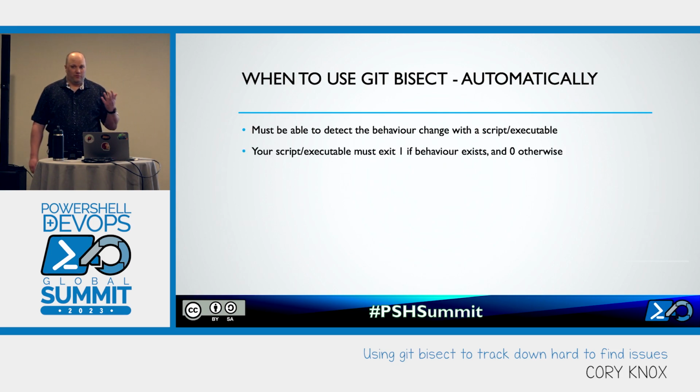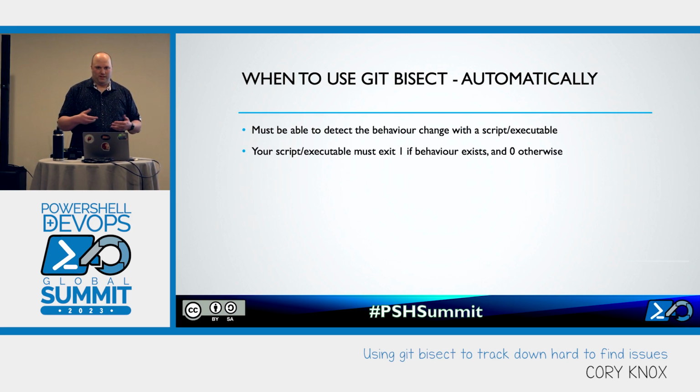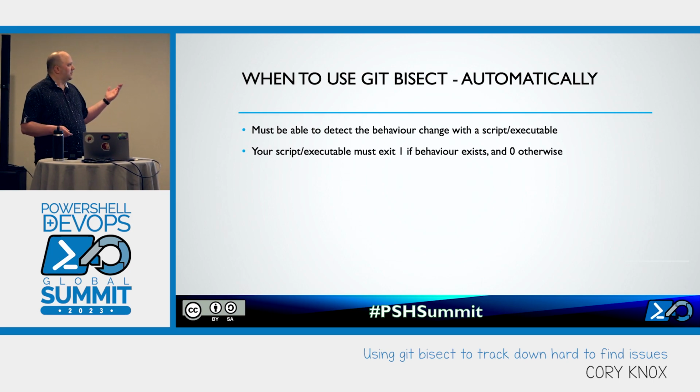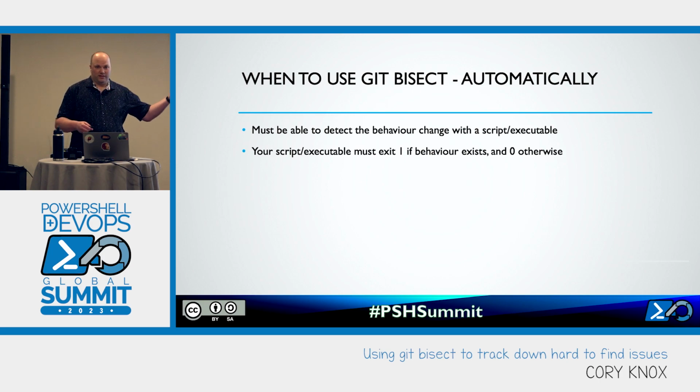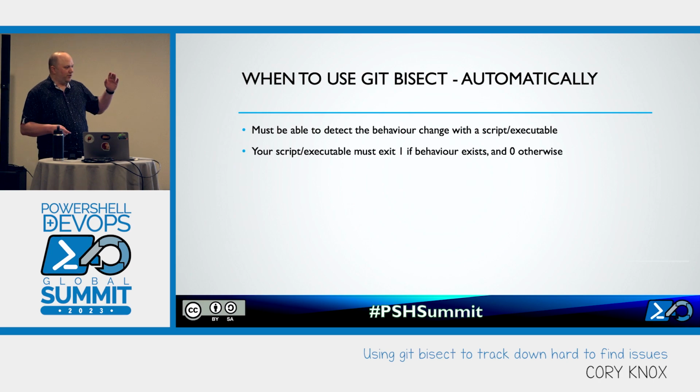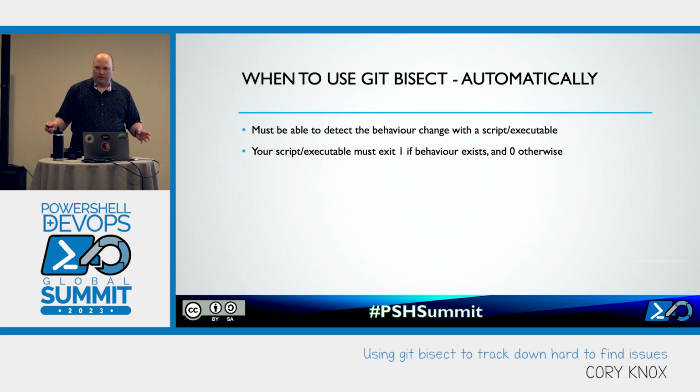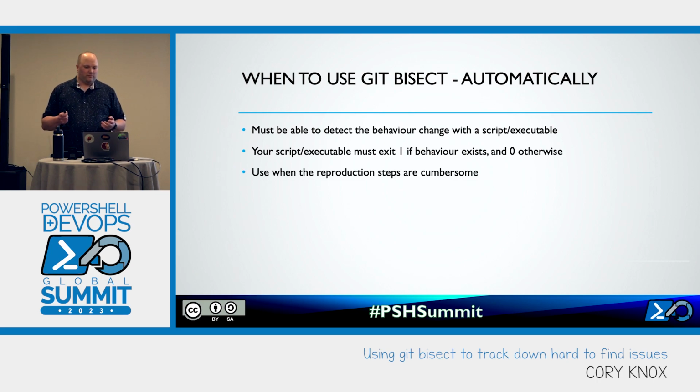It must exit with 1 if the behavior exists, and 0 if it doesn't. If we don't, then git bisect doesn't know, and as I found out when testing and demoing this, if you exit with 1 the entire time, you get to entirely the wrong commit.